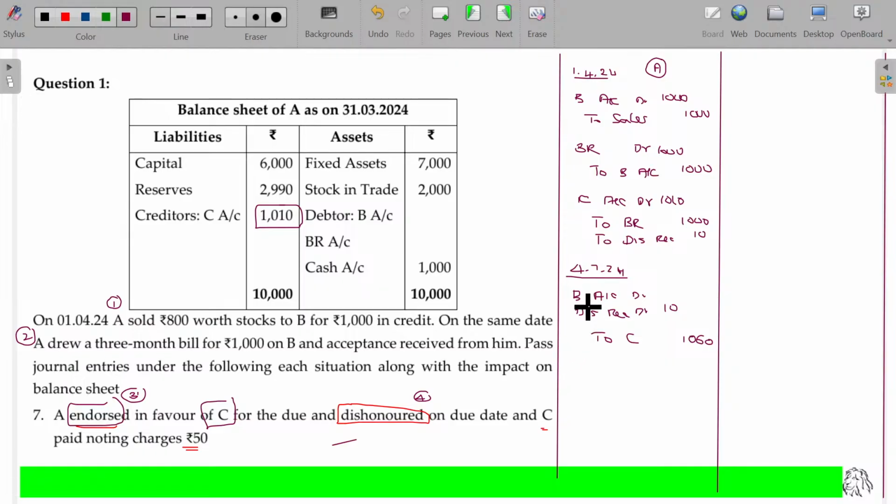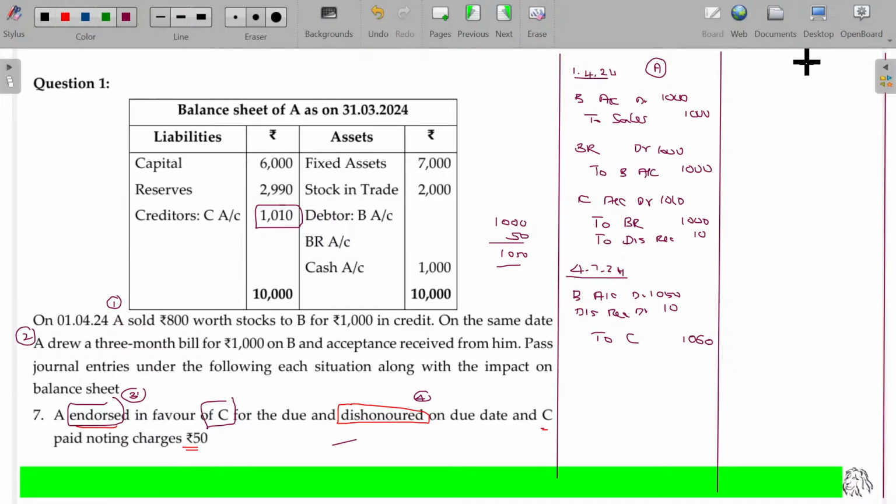Clear? The amount recoverable from B being 1050. I called B: as you failed to pay this money, you have to pay additionally another 50, so 1050. And C called me, sir, you have to pay 1060, because originally 1010. We paid only 1000 rupees and enjoyed a discount. But as we failed to pay, that discount receipt should also be reversed now. So the discount received is reversed by debiting. B account debit, discount received account debit, to C account will be the correct journal entry for dishonoring of the bill.